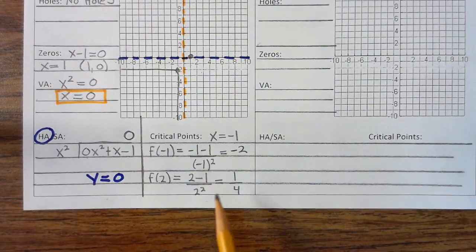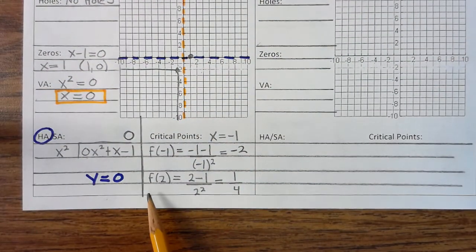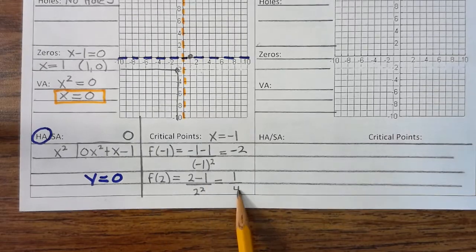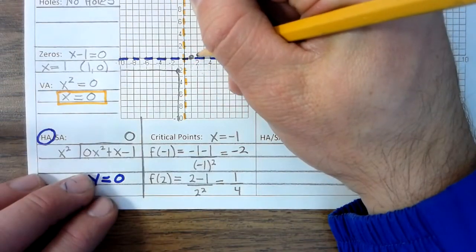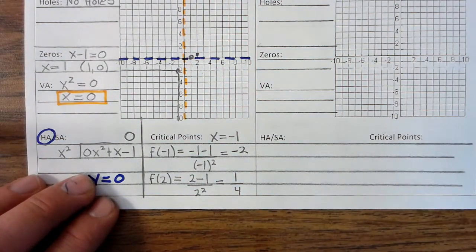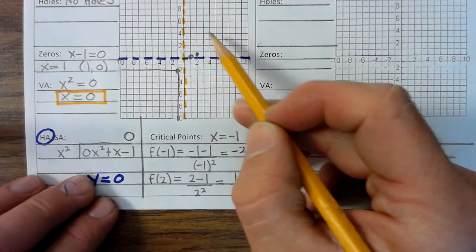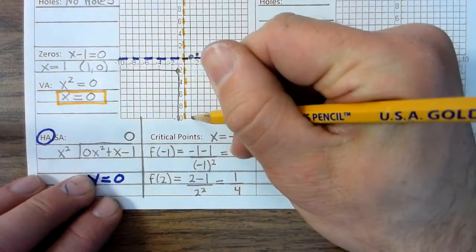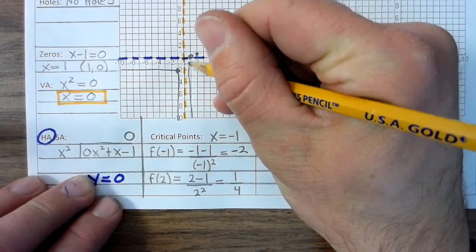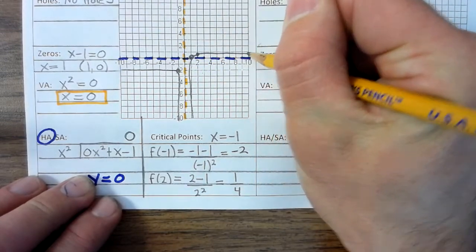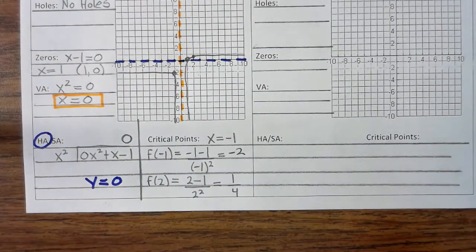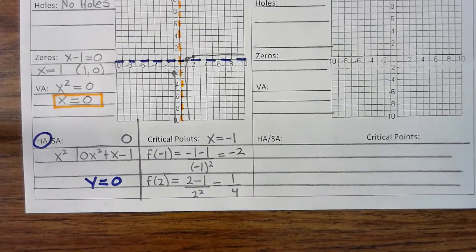So our point is 2, 1/4. So we go 2 up 1/4. And the reason we need that is because we need to know if the curve is going up or down. Since that point's going up, we know our curve is here. And it goes above the asymptote, which is a fascinating thing, and we should probably talk about in that class and talk about why that is.